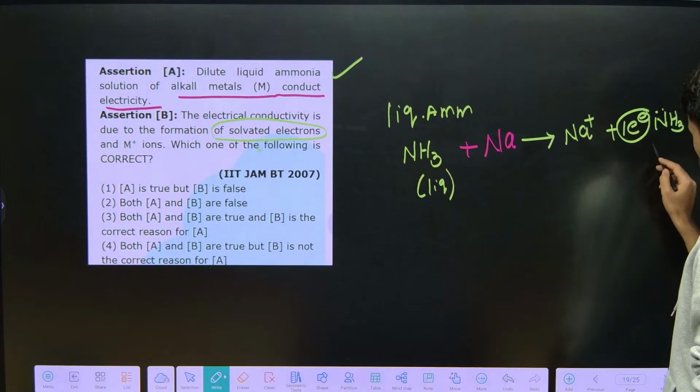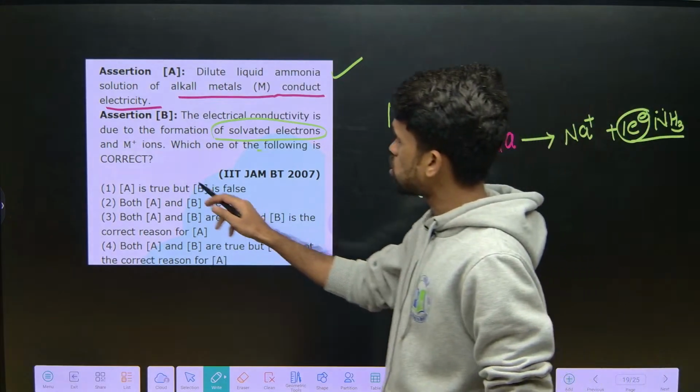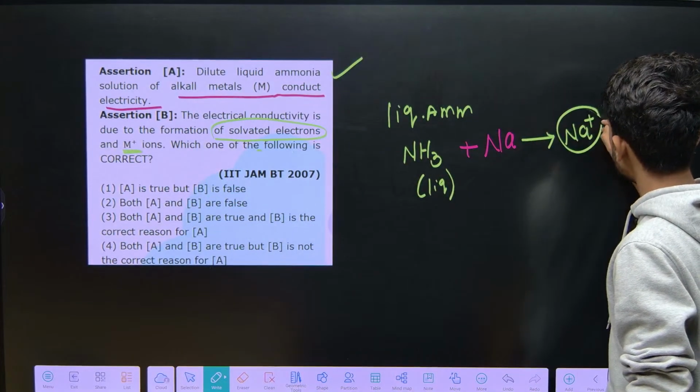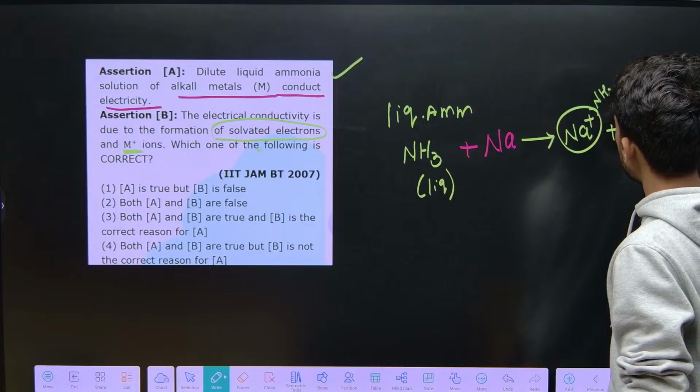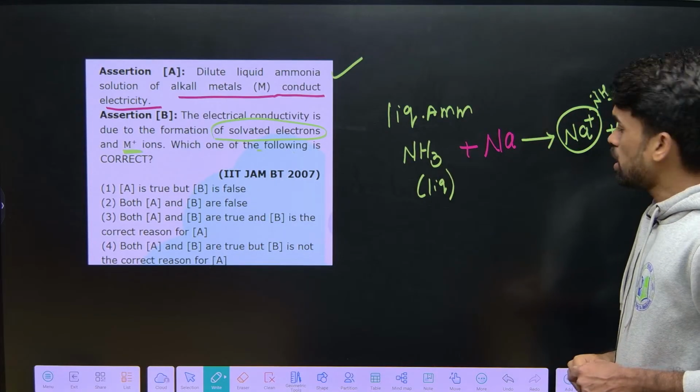Okay, so that is what a solvated electron is. Then next, like ammonia, the metal ion also gets solvated. Around this metal we will also have solvent molecules. What are the solvent molecules here? These are the ammonia molecules.